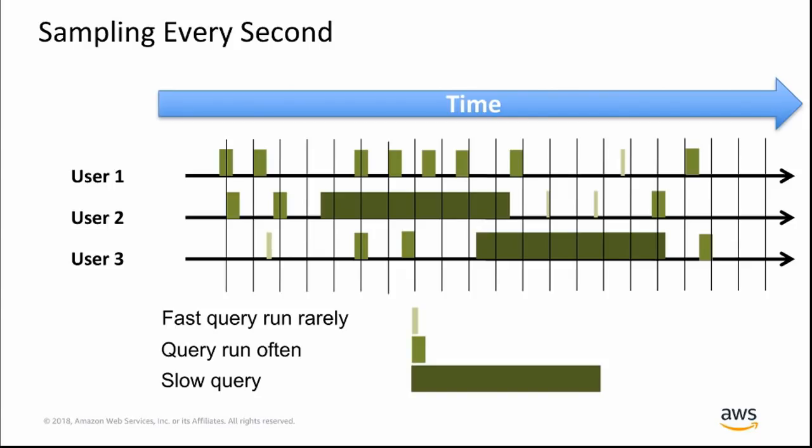And what happens is we end up filtering out the noise. The fast query that's not run very often really doesn't have any impact on the database. It's already optimized, and it's not putting any load on the database. So we can filter it out when we look at what's putting load on the database. Whereas the query that's run very often, but is fast as well, is putting some load on the database, and we'll see that. And finally, for any slow query, we'll always capture those.